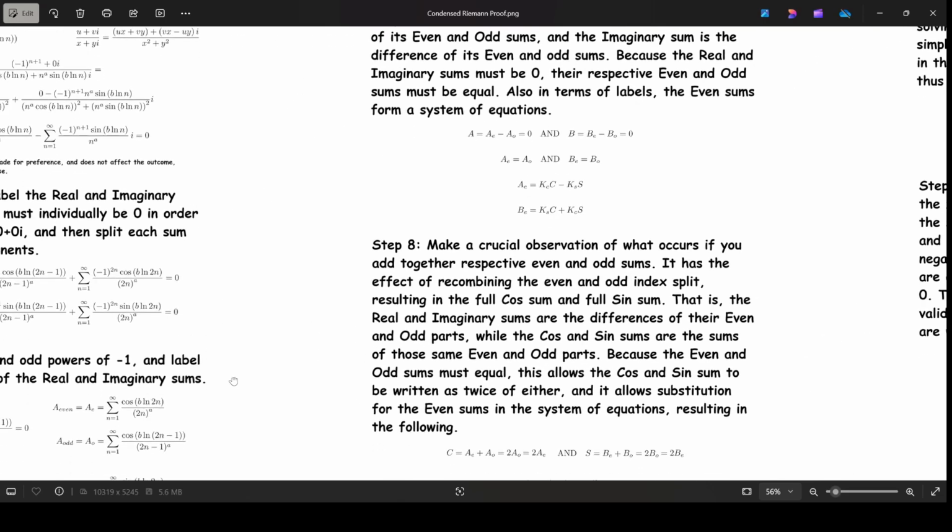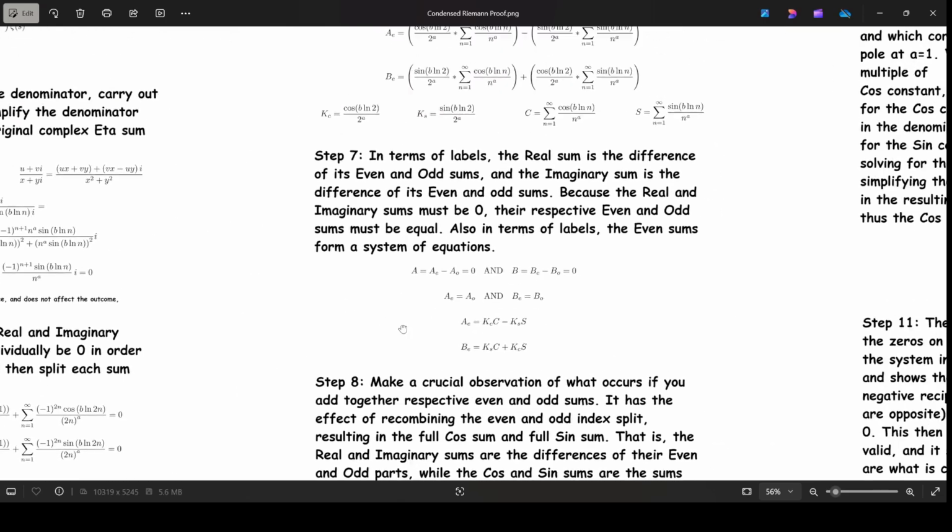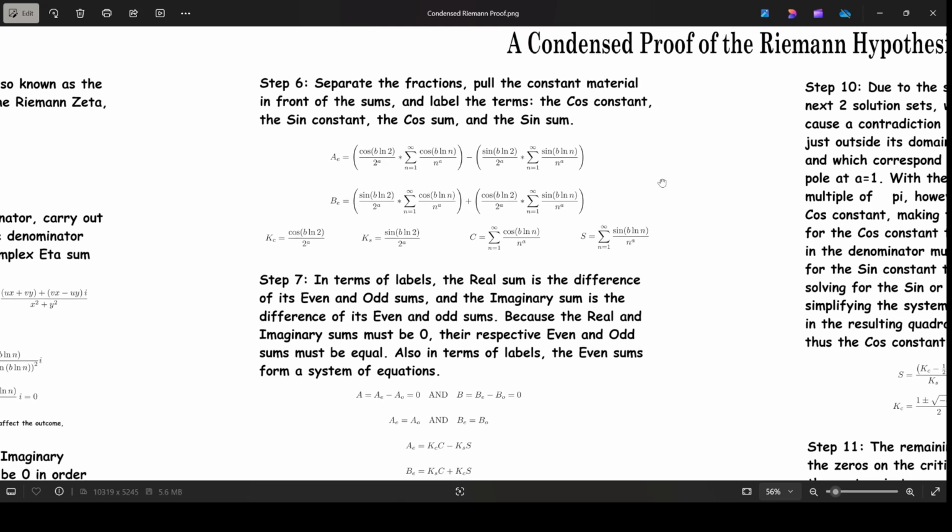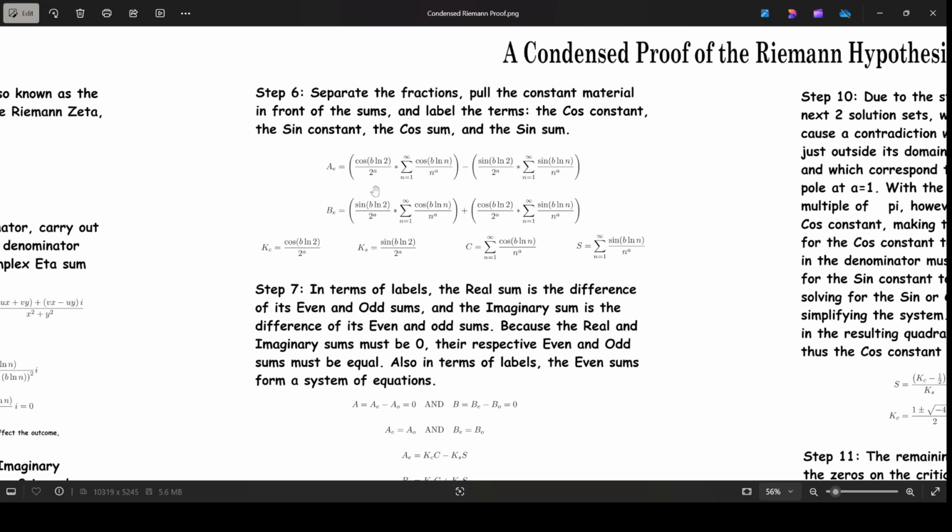Same way we labeled these ones down here, we're going to label these 4 up here. So we're going to call the material out in the front, that's the constant material, that doesn't have any n in it, that deals with the constants, that's with the cosine. We're going to call that the cosine constant, Kc. Same for the sine. We're going to call that the sine constant, Ks. K is for the 2 constants.